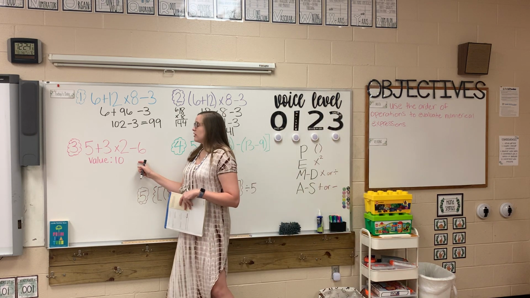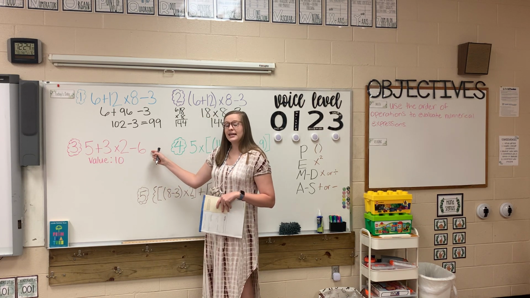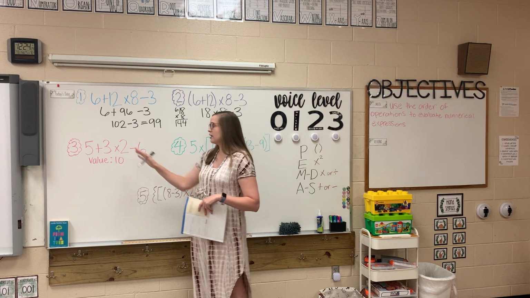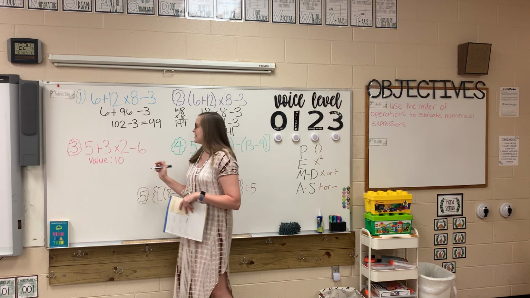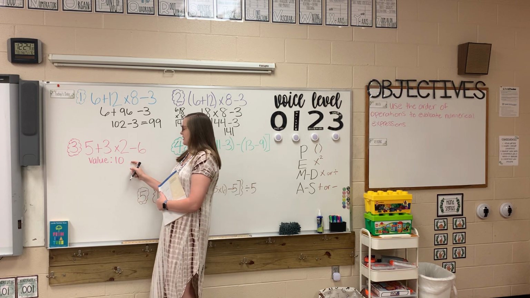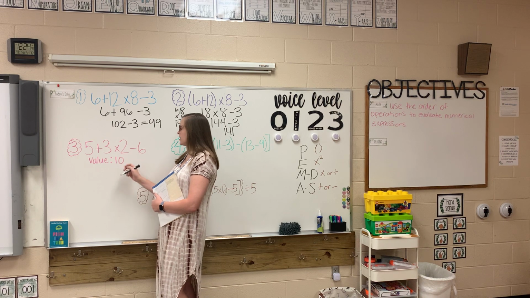Number 3 is going to be a little bit different. They're going to give us the numerical expression and tell us that this needs to equal 10. We need to figure out where to put the parentheses to make this equal 10. So let's just do it how it is. So if I do it like this, I would have to start with multiplication. So 3 times 2 would be 6.